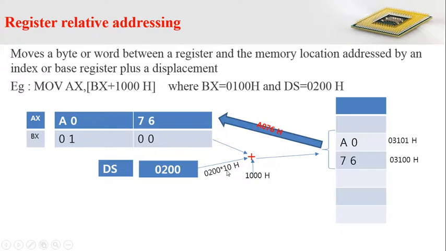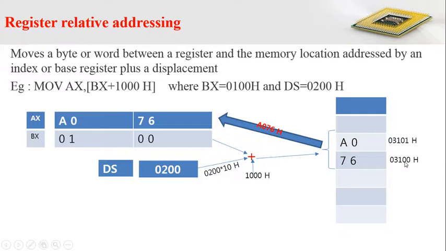This 0200 is multiplied with 10 and becomes 2000, a 20-bit information. Now we want to add this with the content of the BX register and also with this displacement, which is directly available here in this instruction. The BX content is 0100. Also add this direct displacement value available in this instruction, that is 1000, and get the exact physical address, that is 03100.